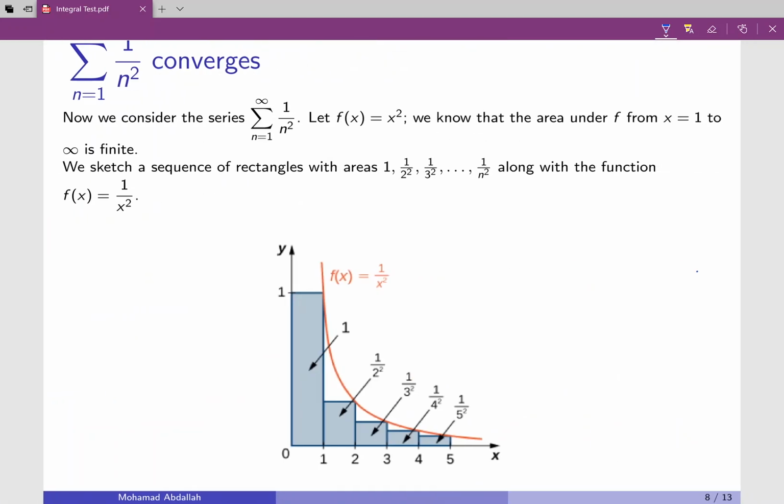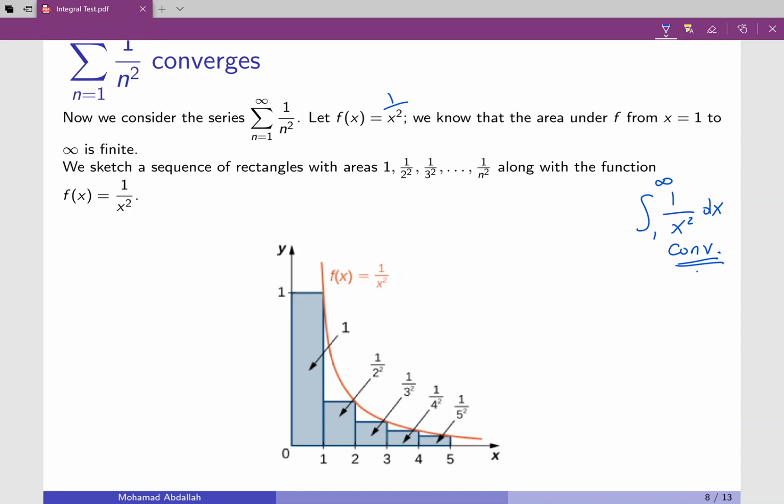In a similar way, I would show that the summation from n equal 1 to infinity of 1 over n squared is convergent. I have a typo here. That's 1 over x squared. So let f of x equal 1 over x squared. We know that the area under f from x equal 1 to infinity is finite because the integral from 1 to infinity of 1 over x squared dx converges. That's a p integral, if you remember it from the improper integrals.